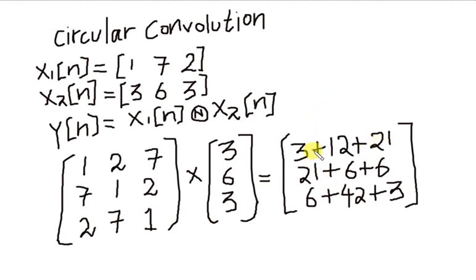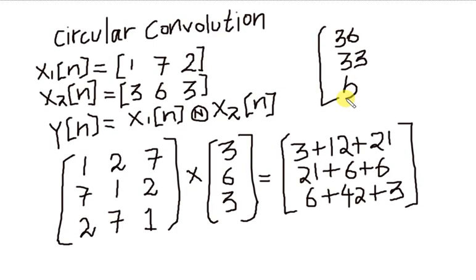So let us add these values. 3 plus 12 is equal to 15. 15 plus 21 is equal to 36. So we shall write 36. 21 plus 6 is equal to 27. 27 plus 6 is equal to 33. 33. 6 plus 42 is equal to 48. 48 plus 3 is equal to 51.